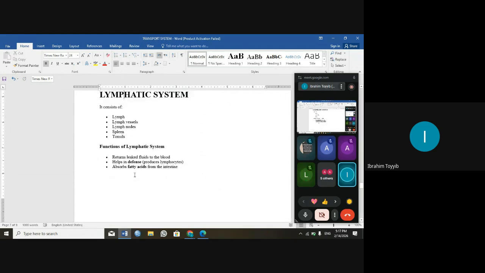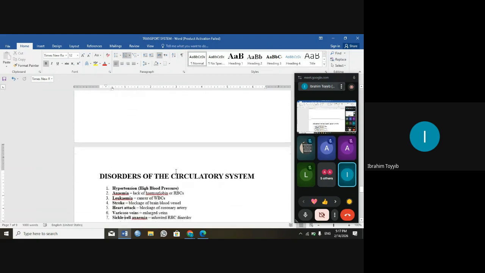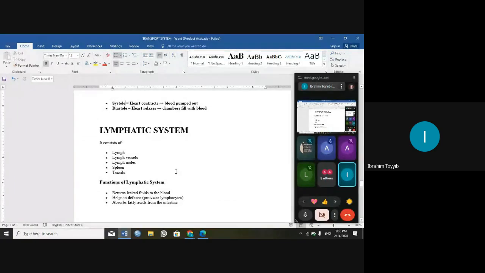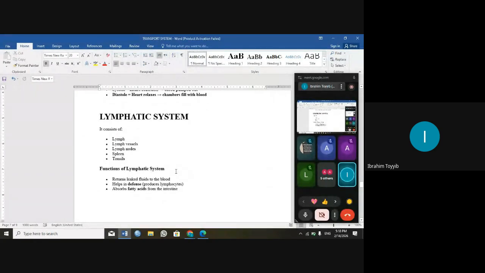So what's the function of the lymphatic system? It returns leaked fluid to the blood, helps in defense, and produces lymphocytes. You know we said that lymphocytes fight against disease pathogens. It absorbs fatty acids from the intestine. So that's the function of the lymphatic system, and it consists of these structures.